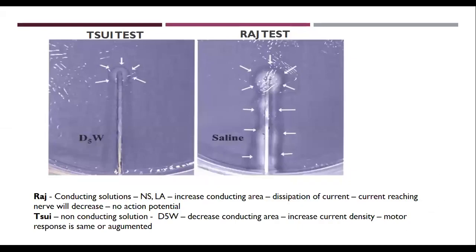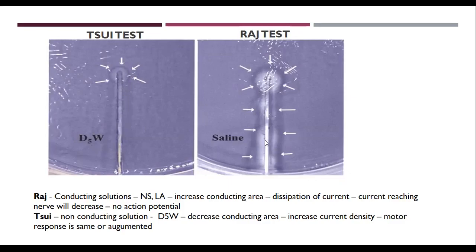There is also something called the SUI test. The SUI test is nothing but using non-conducting solutions. Once you get the desired motor response, if you inject something like dextrose or D5 water, it decreases the conducting area, increases the current density, and the motor response is the same or augmented. So if you inject D5 water, it only decreases the conducting area, so the current density increases, and the motor response is the same or augmented.